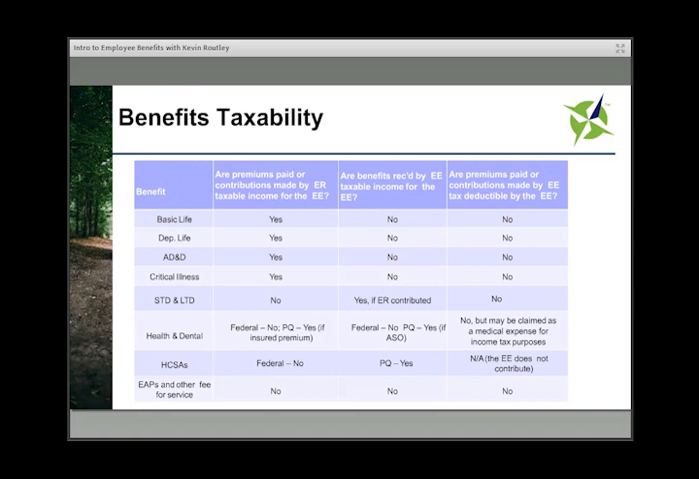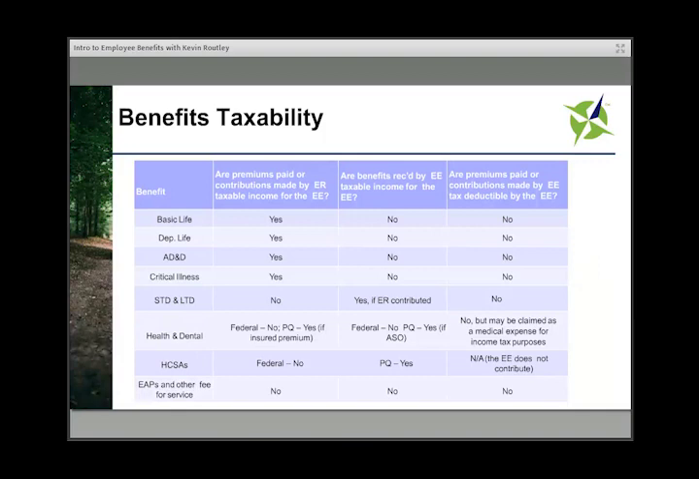Probably the biggest question we get as an advisor is the taxability of group insurance, and it can be complicated, but hopefully what I've done here is made it a little simpler for you to understand what is and is not a taxable benefit. Basic life, dependent life, AD&D, critical illness: any premiums that are paid by the employer are taxable income to the employee.